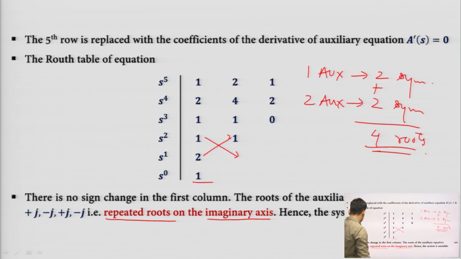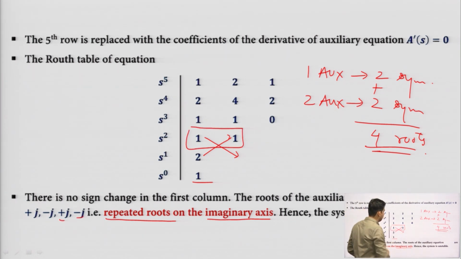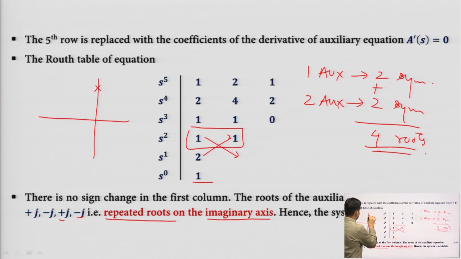Here we see plus j, minus j, plus j, minus j. If I solve this auxiliary equation, I will get the 2 auxiliary terms, plus j and minus j, and if we were solving the above equation, then again we will find plus j and minus j. It means what is happening is we were getting 2 repeated roots on the imaginary axis.